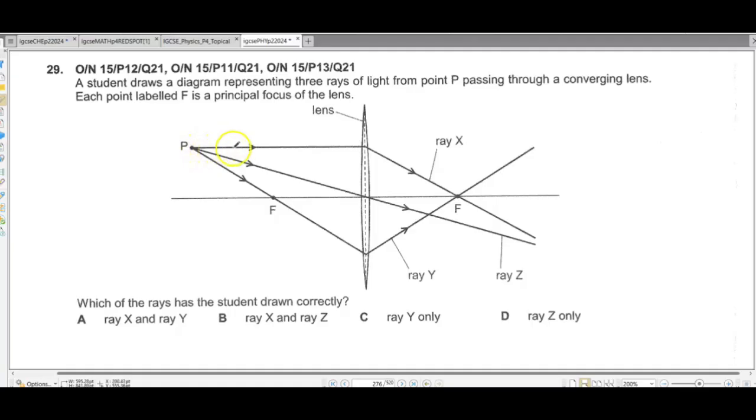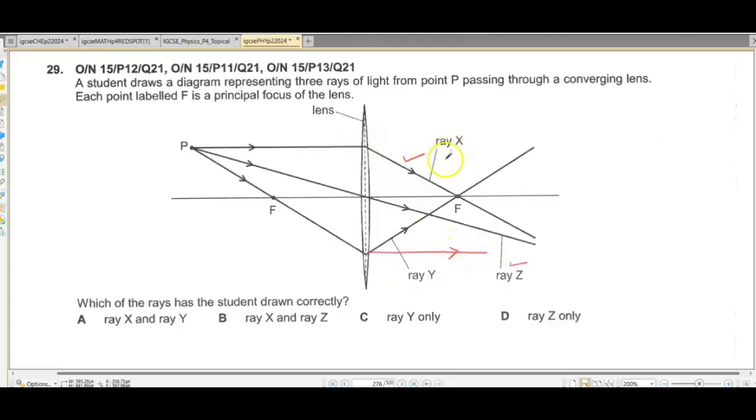The ray X comes from here, passes through the principal focus. So yes, this is correct. The other ray that passes through the optical center of the lens goes undeviated and they will meet at some point later. So ray Z is also correct. As far as ray Y is concerned, it passes through the focal point on the other side of the lens. So if it comes to this point, after refraction from the lens, the ray has to go straight like this.